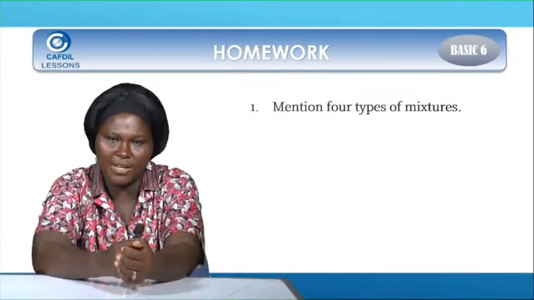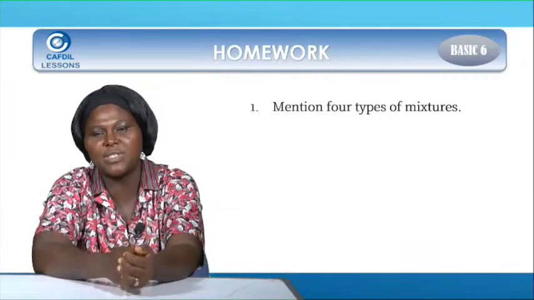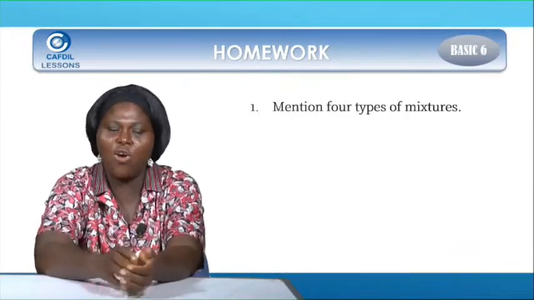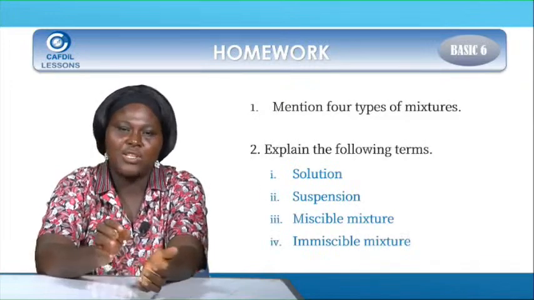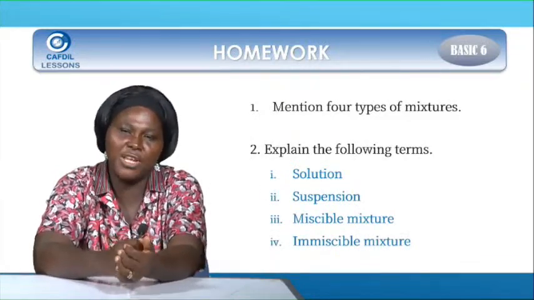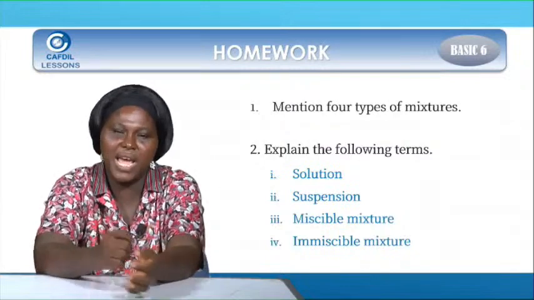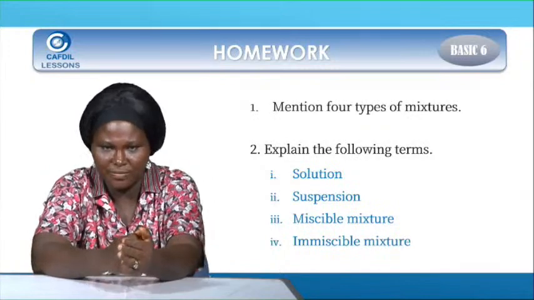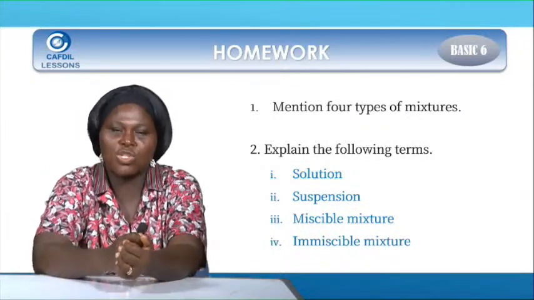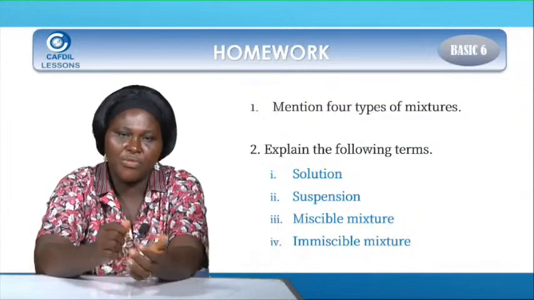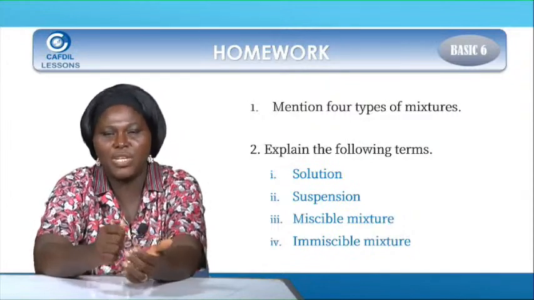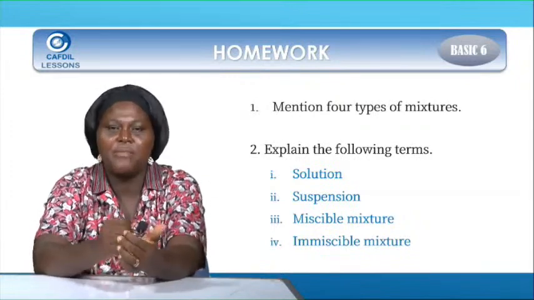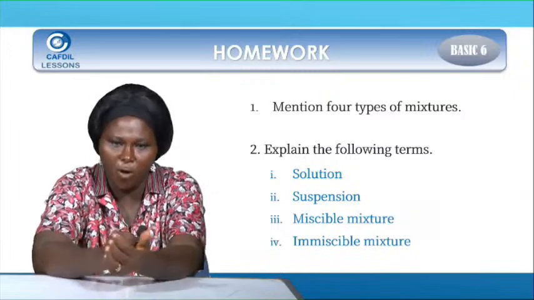Homework. One, mention four types of mixtures. Two, explain the following terms: one, solution; two, suspension; three, miscible mixture; and four, immiscible mixture.